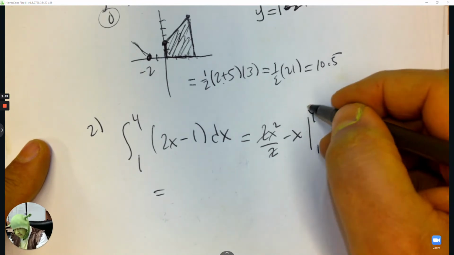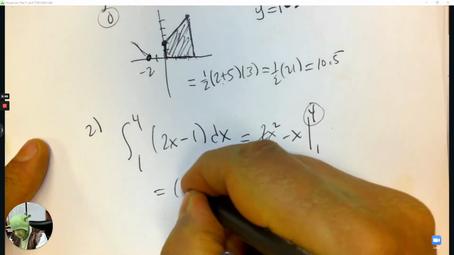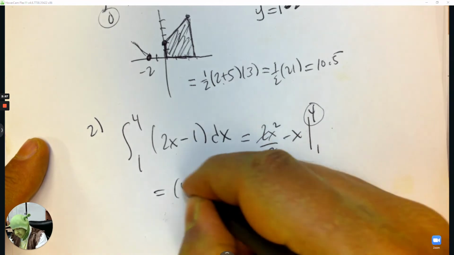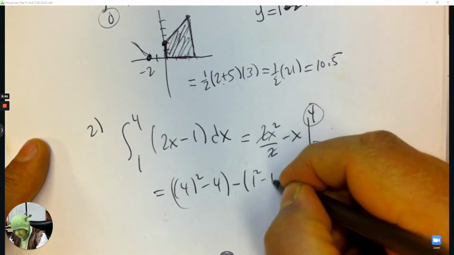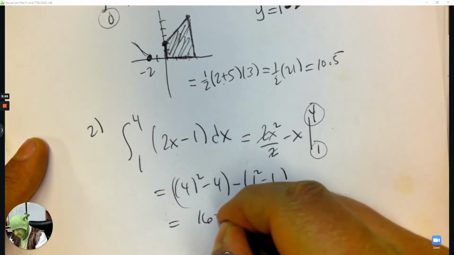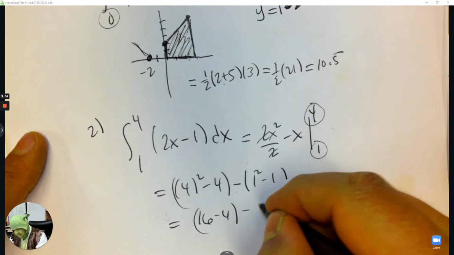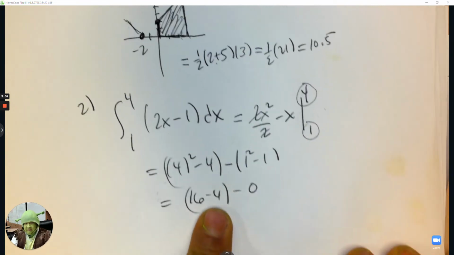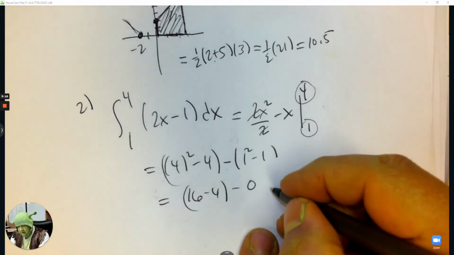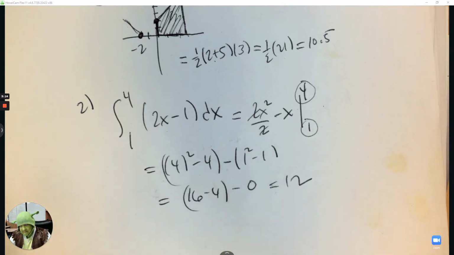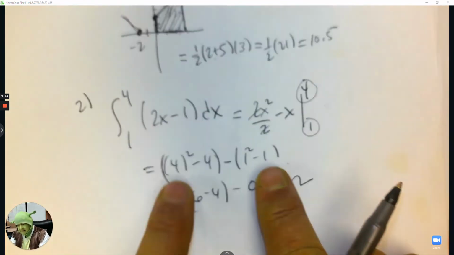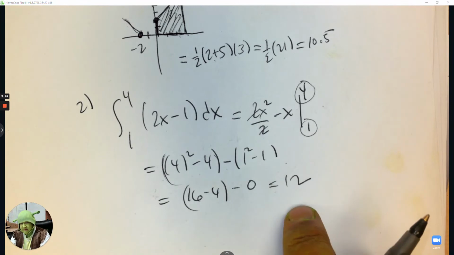And then we substitute in the top limit first. Subtract. We plug in the bottom limit next. And then solve it. So 16 take away 4, 1 take away 1. So altogether this answer is 12. And then we just evaluate that. Make sure we put parentheses here and get both answers and then subtract for the last step.